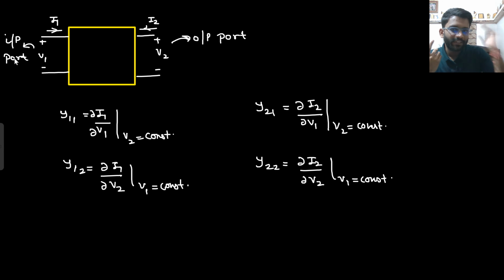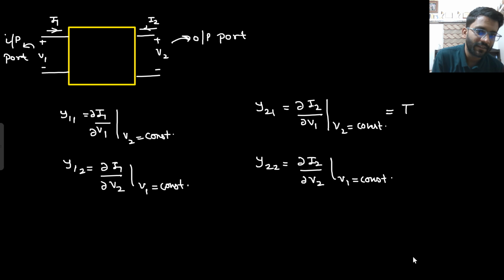So if this is my output and this is my input, then what does delta I2 by delta V1 represent? Everyone should be able to answer. This represents transconductance: the change in output current with respect to the change in input voltage. So this is transconductance, this is GM. I will simply write GM. You will be able to understand.